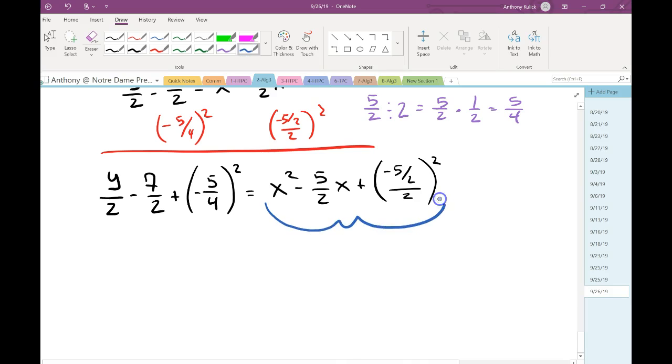Now, this part is lovely because it factors. Yes, I wrote one as negative 5 over 4 and the other one as negative 5 over 2 over 2. They're the same thing. I'll explain to you in just a moment why I chose to write them that way.